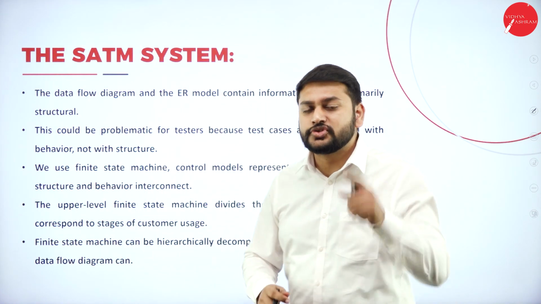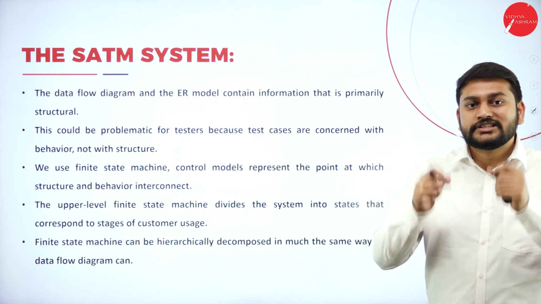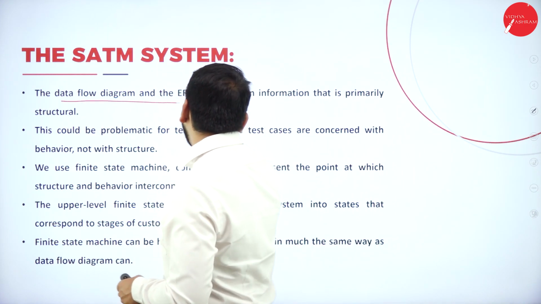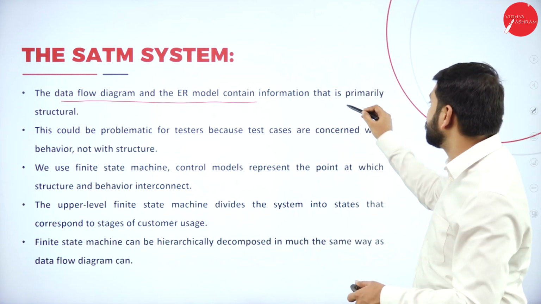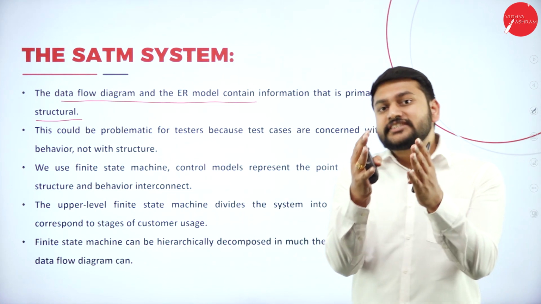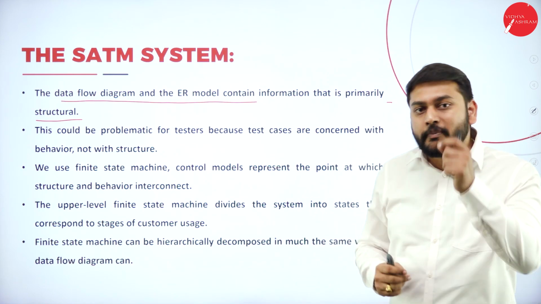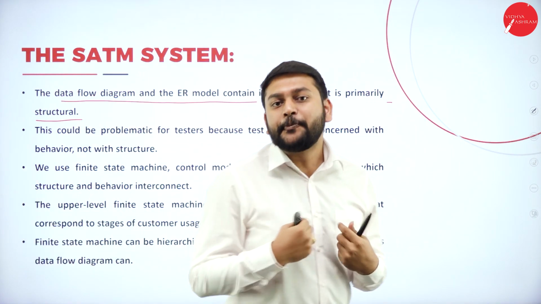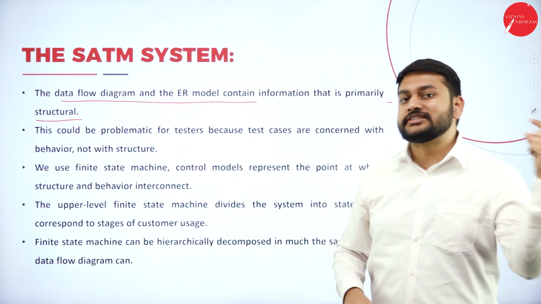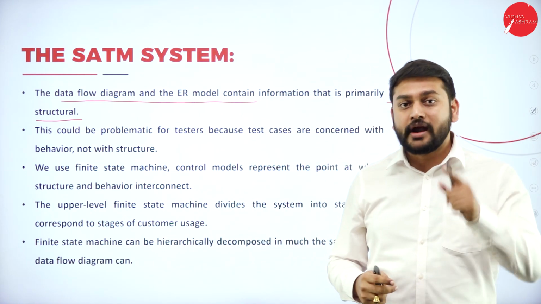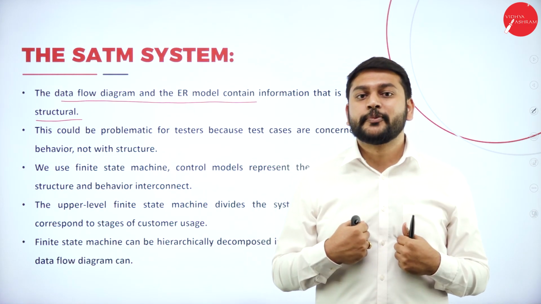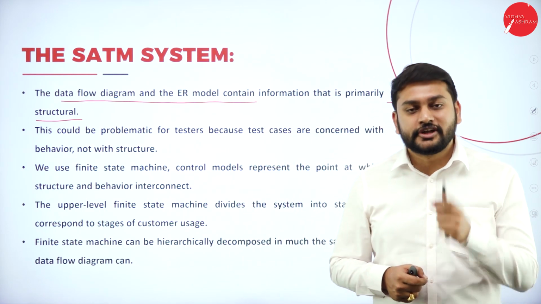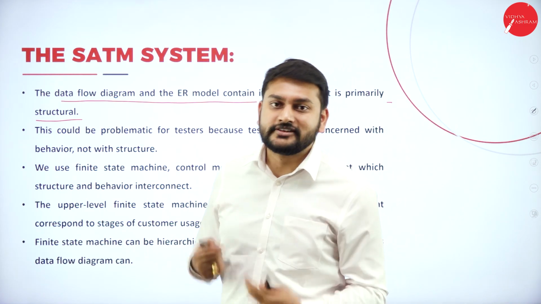Basically, these diagrams discuss the structure. That's what they say. Please observe here, the data flow diagram and the ER diagram contain information that is primarily structural. It'll just give you the structure information, but it fails to give you the behavior information. But my point of view of understanding these diagrams is mainly for testing. But as a tester, I will be in a problem situation, guys, because I'm mainly concentrating on the behavior, because I need to write the test cases.